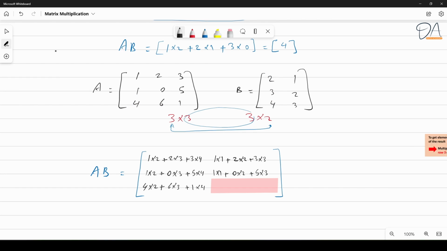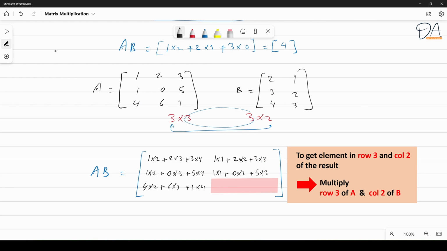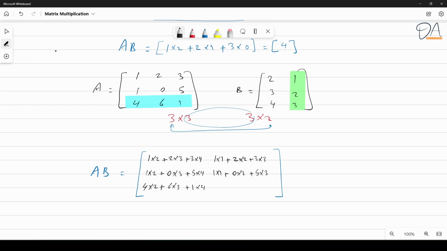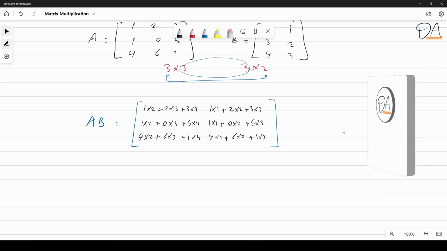Now the last element, which is in the third row and the second column. So I'll take again the third row of A times the second column of B. Again, element by element, and we're adding. So 4 times 1 plus 6 times 2 plus third element times third element, 1 times 3. So now it's just a matter of multiplying and adding to get the result.